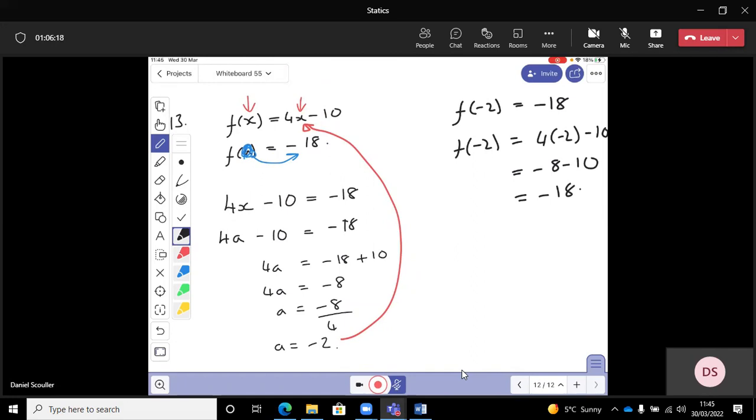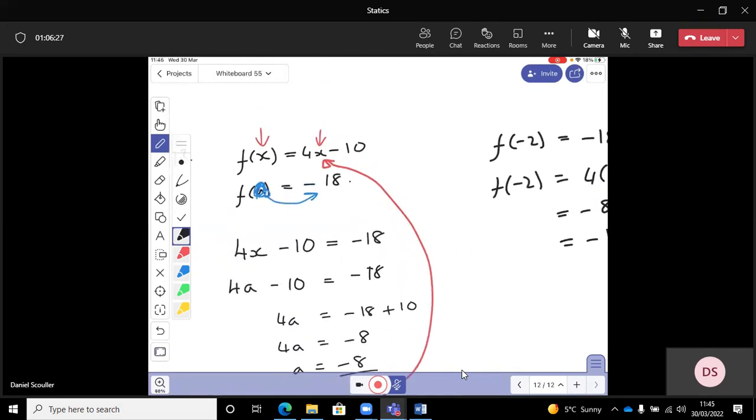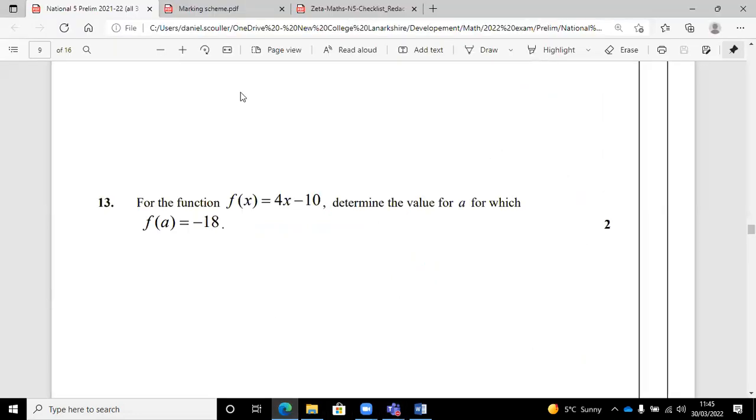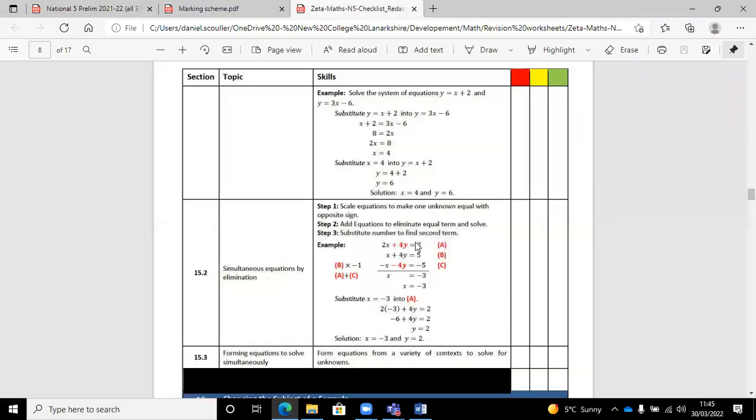So it's looking for the value of that letter A to allow us to get to negative 18 from that expression. Okay, so this is your start and this is your finish. You're looking for that value in there to allow this to be your outcome. Okay. So that is section 13.1.